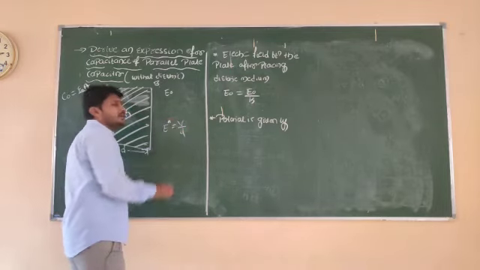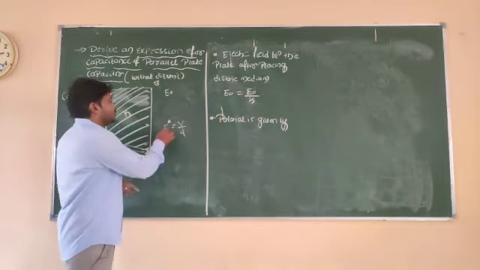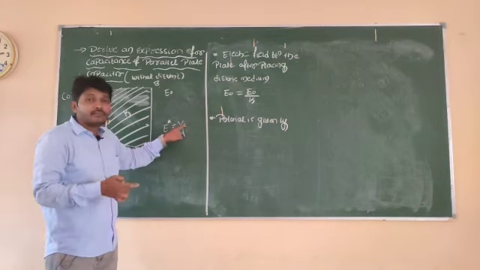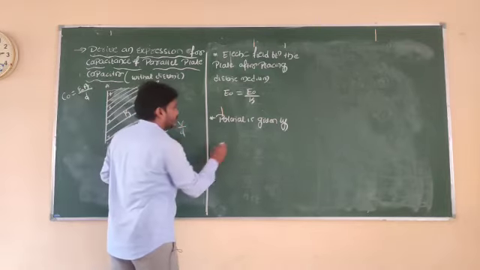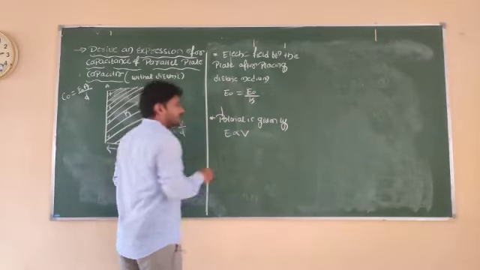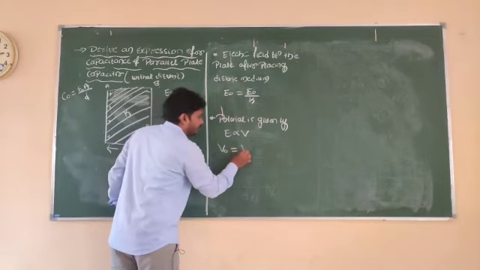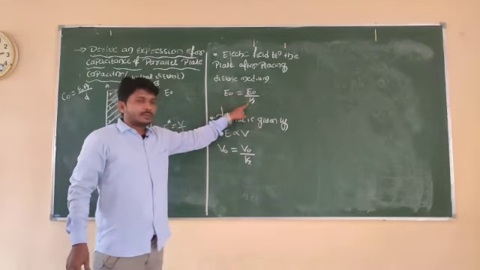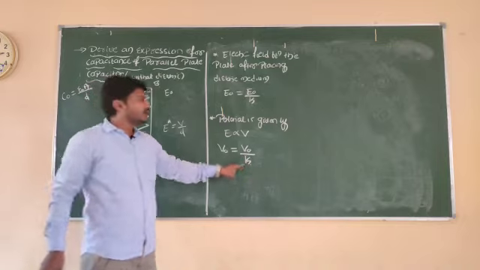If the electric field value changes from E naught to E naught by K, it means the potential value also changes from V naught to V naught by K here. Why? Because field and potential are directly proportional. Field is inversely proportional to the dielectric medium, which means potential is also inversely proportional to the dielectric medium.